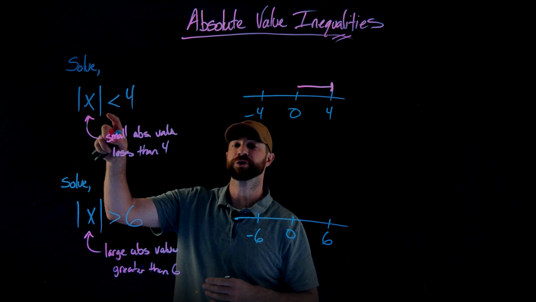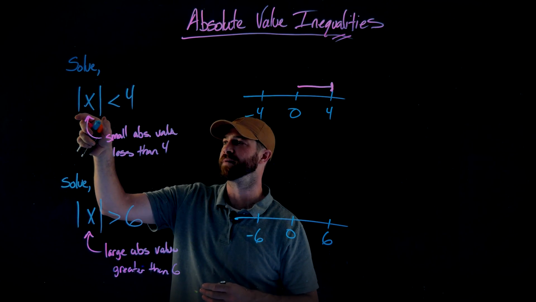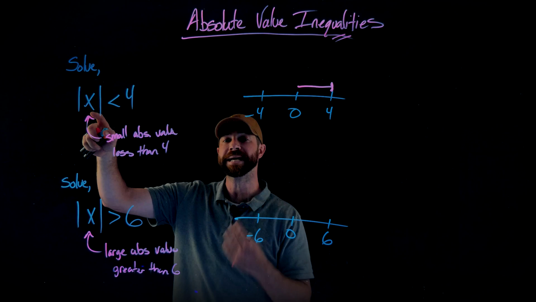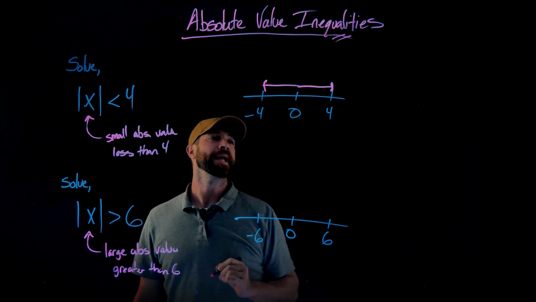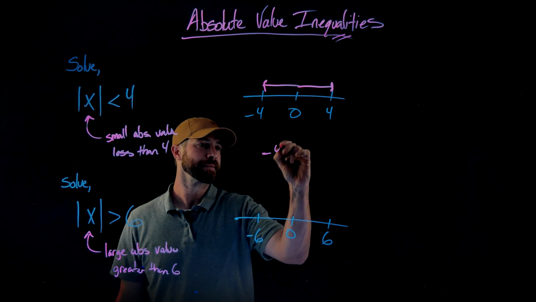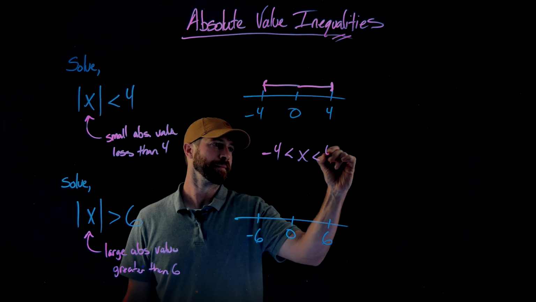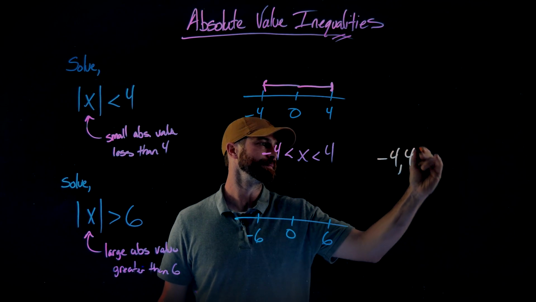Negative 5 is not a solution to this because when you plug in a negative 5 and then take the absolute value, you actually get a value bigger than 4. So we're limited to the numbers between negative 4 and 4. As an inequality, it would look like this. As an interval, it would look like this, in interval notation.